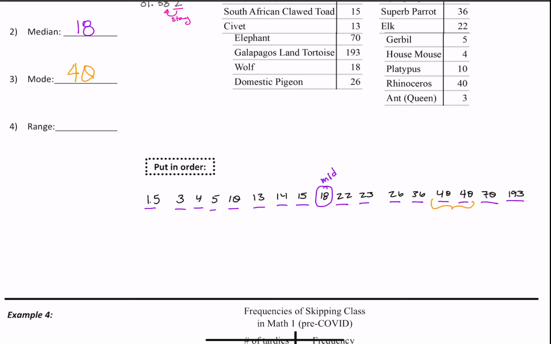And then last up, we got the range. And the range, again, is taking the largest number, which is 193, and subtracting the smallest number, which is 1.5, which means our range is 191.5. Lovely.